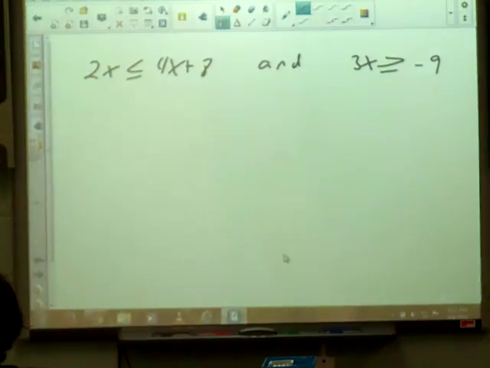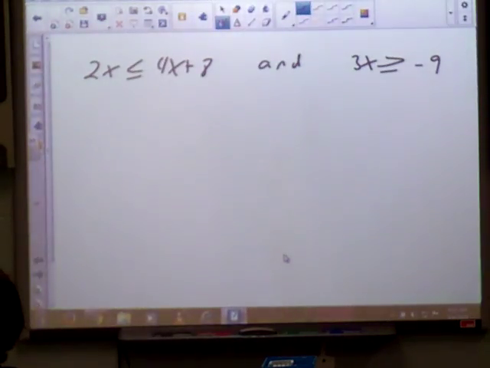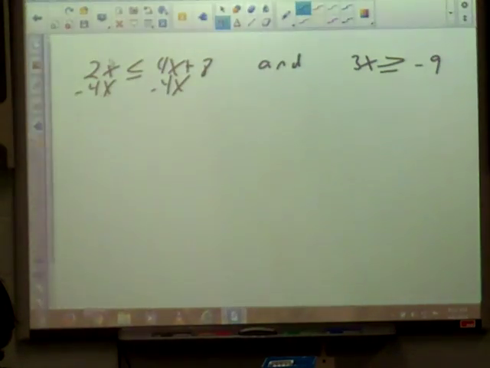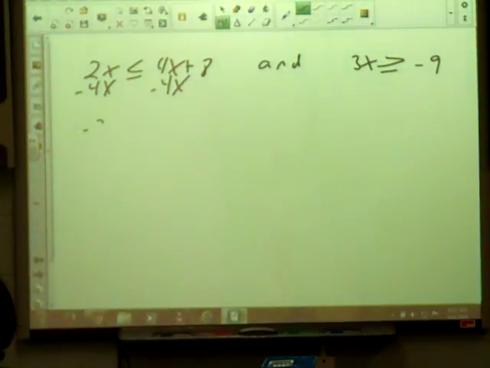So, on the left side, what would I be looking at first on the left one? How would I solve it? I mean, what do I need to do to start solving? Subtract 4x from both sides. Yep. That gives me 2x minus 4x, which is negative 2x, is less than 8.